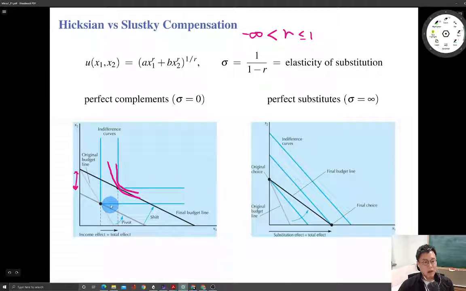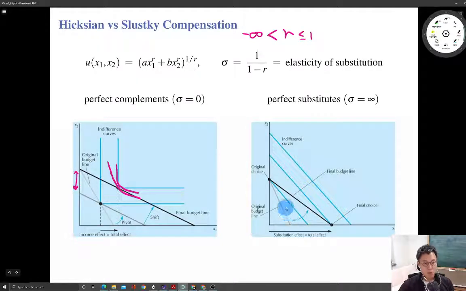But in the other extreme case, in case of perfect substitutes, the indifference curve is not sufficiently convex toward the origin, and in case of a discrete change, we have a large gap between Hicksian and Slutsky compensation. So depending on the way of adjusting income, the amount of compensation necessary makes a huge difference. Suppose that this is the original optimal choice under this original budget line.